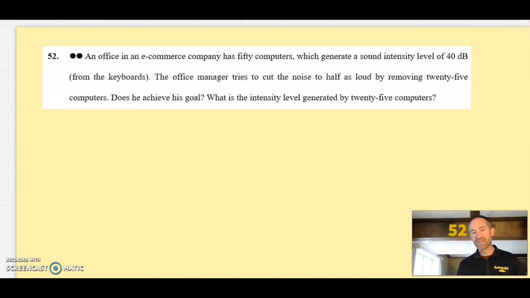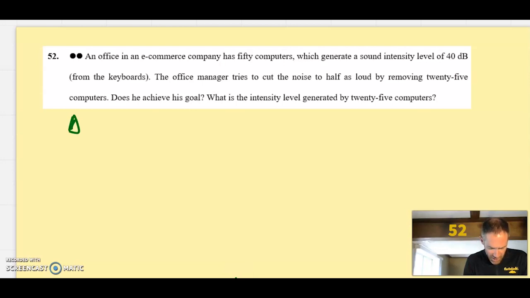So here's the thing. The computers do not contribute equally to the 40 decibels. They contribute equally to the intensity, but not to the intensity level. So what I want to do is see how much intensity we're talking about in total with 40 decibels, and then we'll divide that over the 50 computers. We'll see how much each one is contributing, and then we'll take away half of them, and then we'll see what decibel level that gives you in the end. Okay, so that's the plan. So here we go.